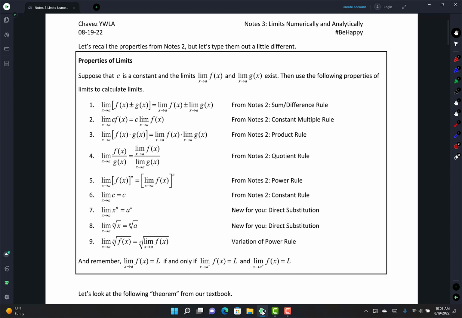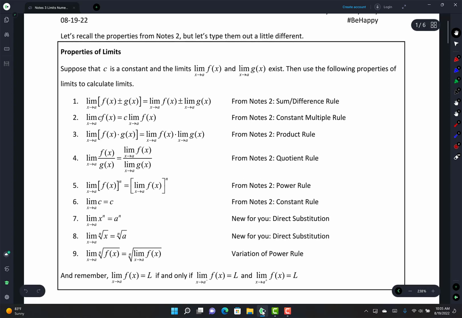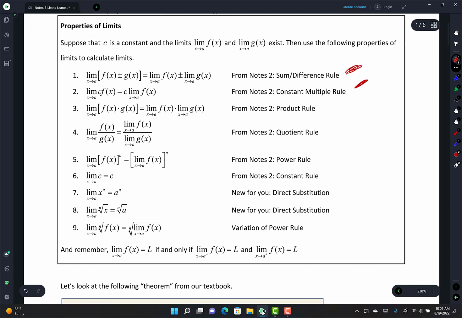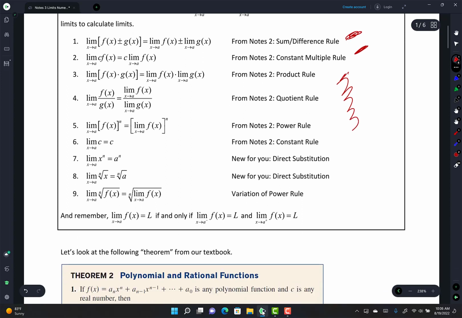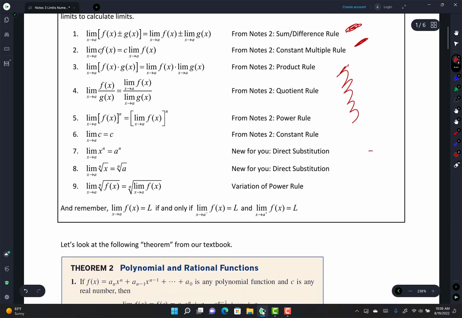The first thing we're going to have is a whole bunch of functions. These rules right here are the same rules from yesterday. I just typed them out a little differently. It's the notes 2 rules: sum, difference, constant multiple. These are the only ones that are new to you, and all that means is try direct substitution. And this is a variation of the power rule. It's the same rule. You already know it from notes 2.